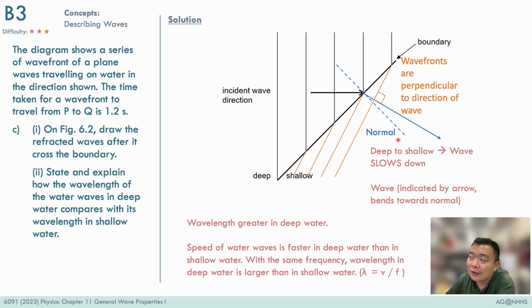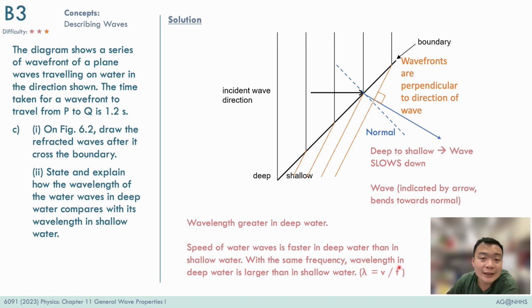Now, once we have the drawing, we can actually solve part 2 in 2 different ways. Without a drawing, we can use the wave equation to argue that when the speed of the wave slows down and frequency doesn't change, the wavelength of the wave in deeper water will be larger. So when it goes to a shallower water, the wavelength will be smaller because of the slower speed.